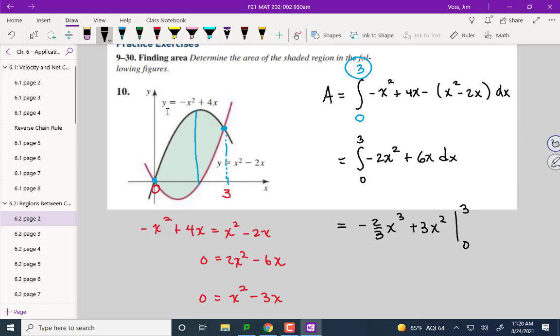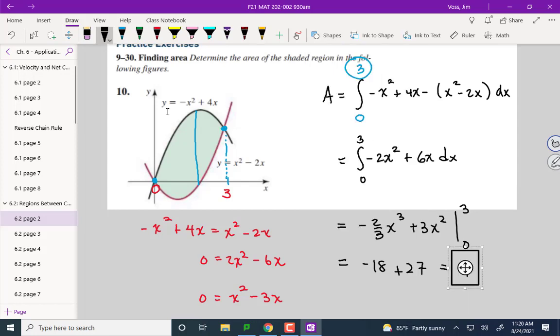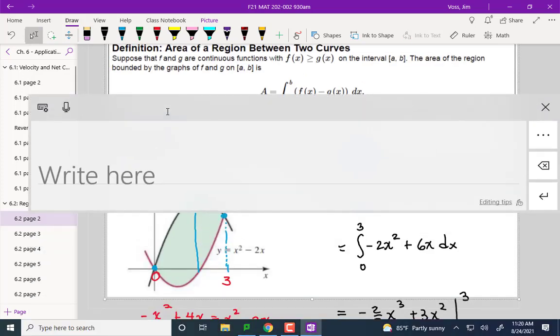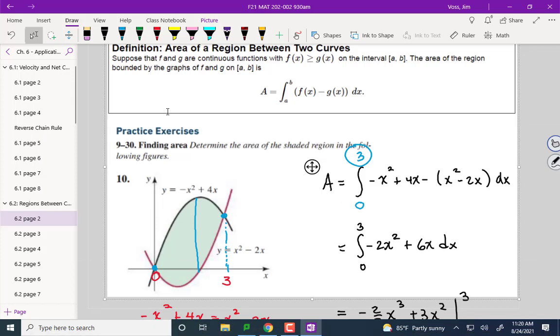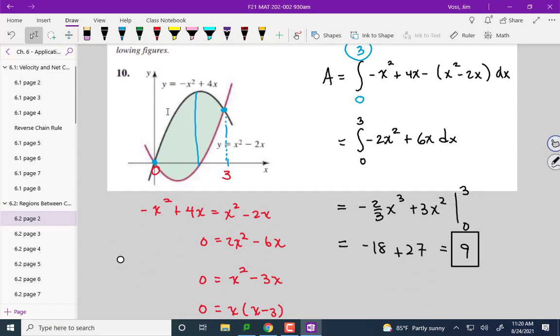Plugging in 0, non-contributor. Plugging in the 3, one of the 3's cancels here, so we'll get negative 18. 3 squared is 9, times 3 is 27. Looks like 9. So that will be the area of the shaded region. Okay, so 9 is the area of the shaded region.